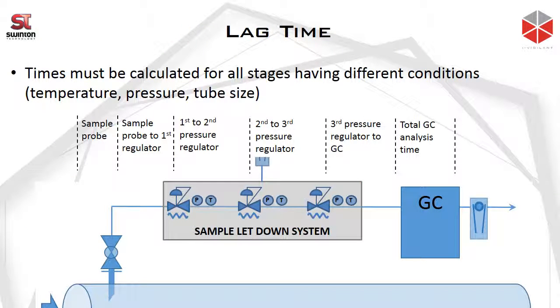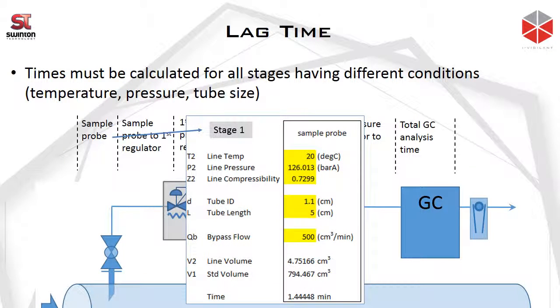So going back to the previous example, first of all, stage 1 is the sample probe. So we have the line temperature and line pressure, corresponding compressibility, the tube ID, which is the thickness of the sample probe, the length of the probe itself, and we have to include the bypass flow at this stage also.